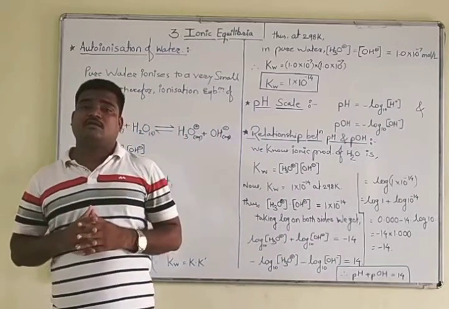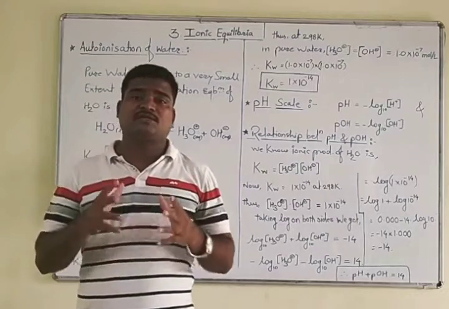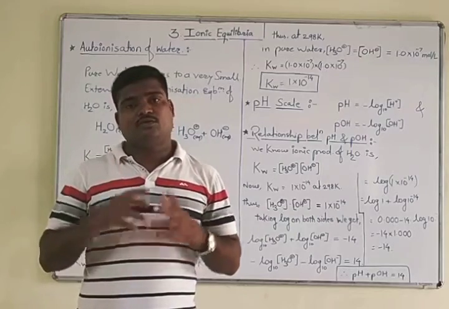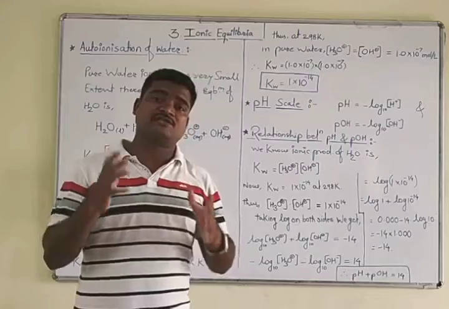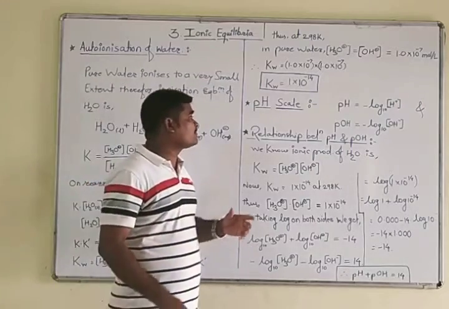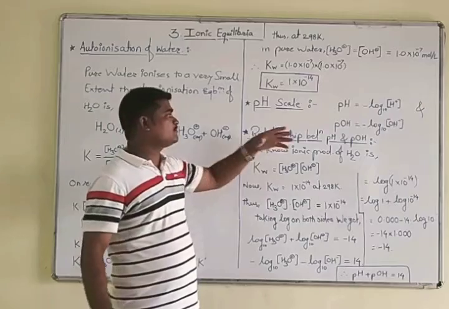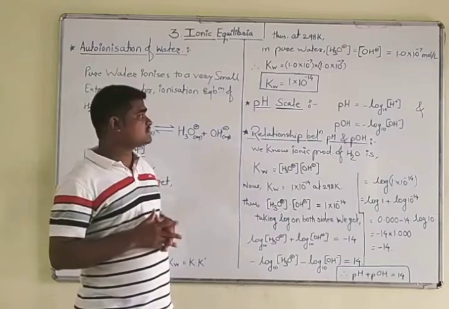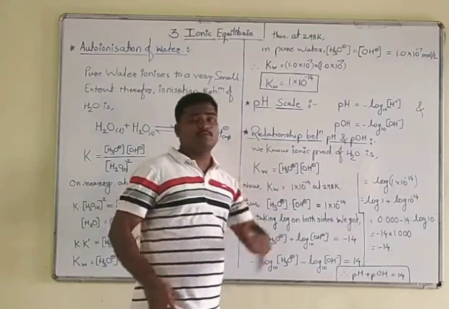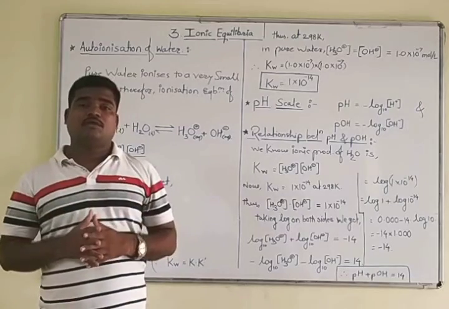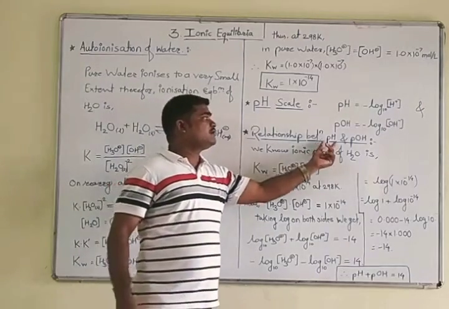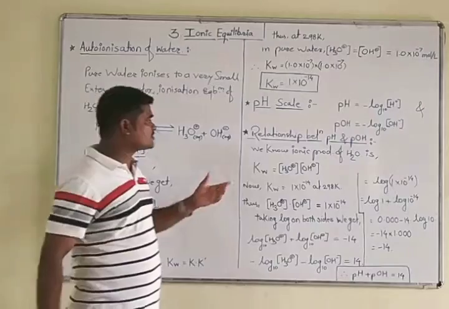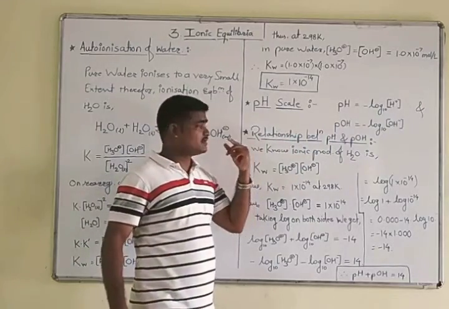Once we are able to measure the concentrations of H plus ions or OH minus ions, we can determine pH as well as pOH by experimental techniques. Okay, so this is about the pH scale. Now these are the two equations which are useful to us for determining the relationship between pH and pOH. Now we will come to this point, the relationship between pH and pOH.